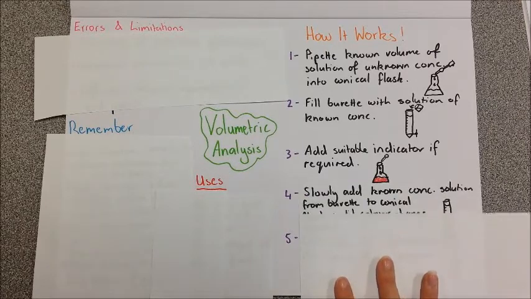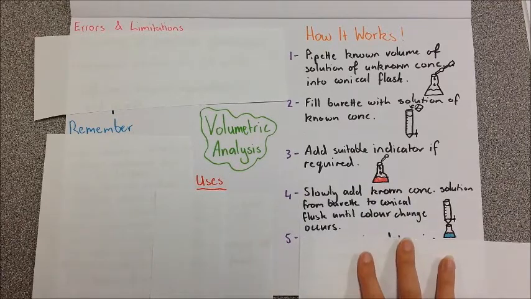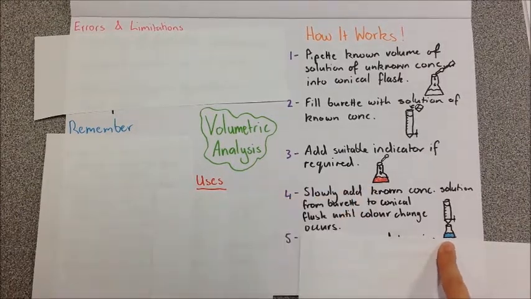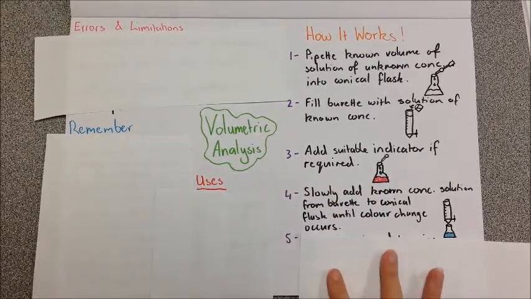Our next step is to slowly add the solution of known concentration from the burette, watching very carefully for a colour change. And you need to make sure that you get right down to the very end, tiny drop by drop by drop, because we need to be extremely accurate. So you add that solution into the conical flask until a colour change occurs from your original indicator colour or the colour of the species you're testing.